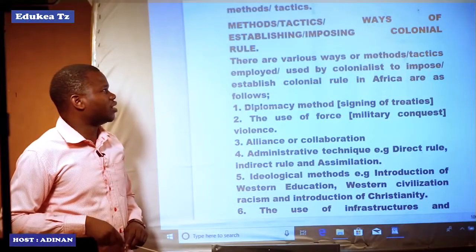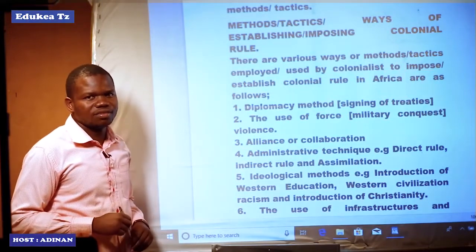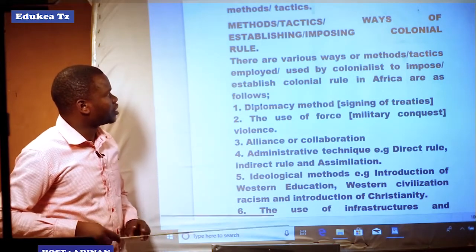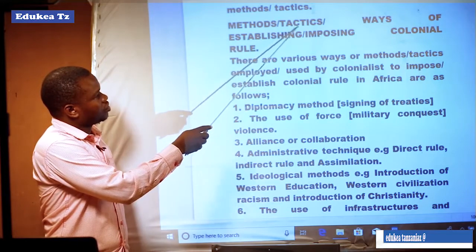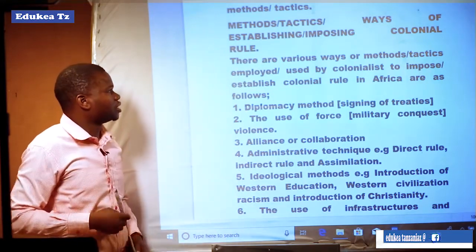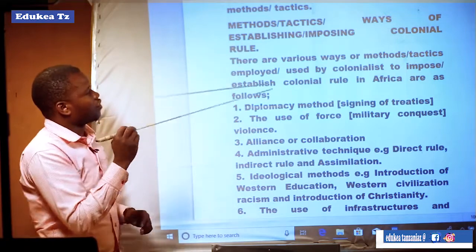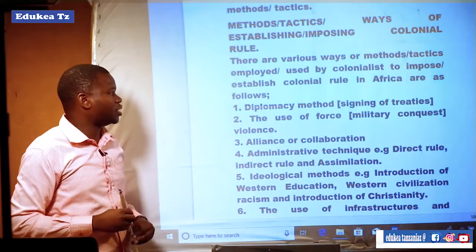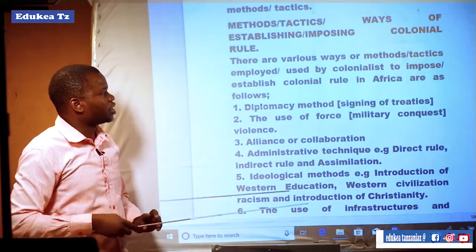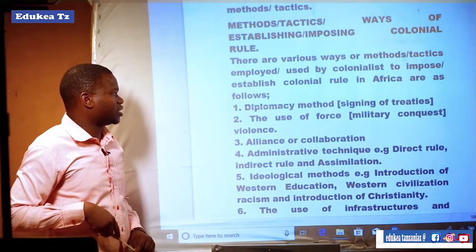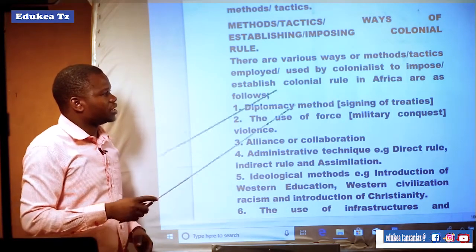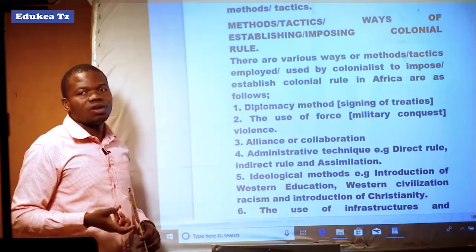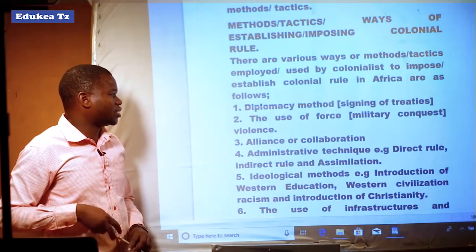I proceed with our topic of establishment of colonialism in Africa, and now we proceed from where I ended, with the methods, tactics, or ways which colonialists used to establish colonial rule in Africa. Colonialists used various methods in establishing colonial rule in Africa, and those methods are as follows.